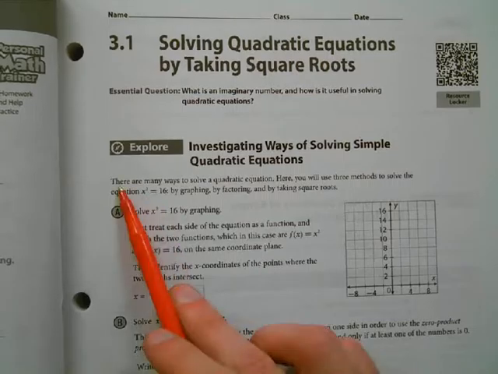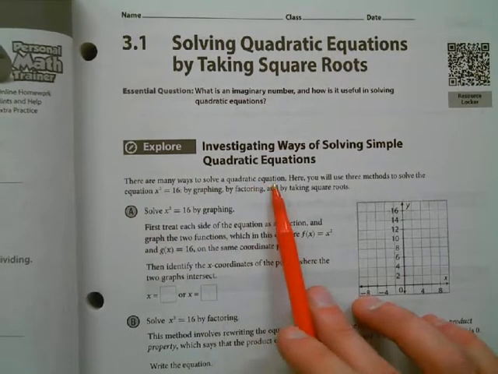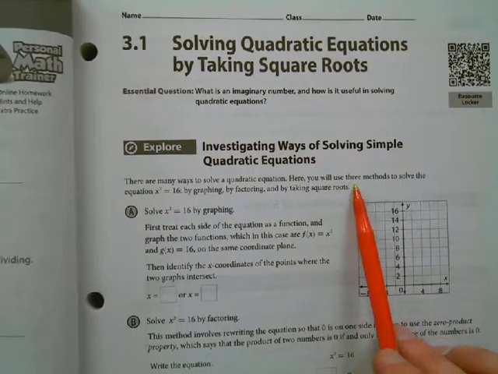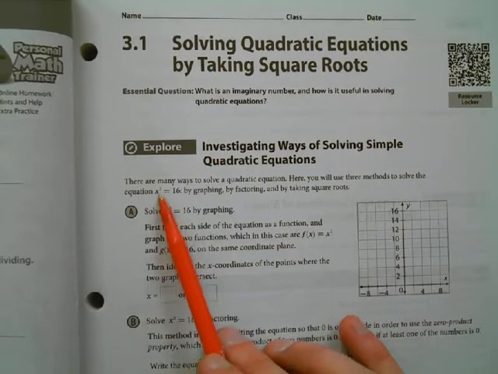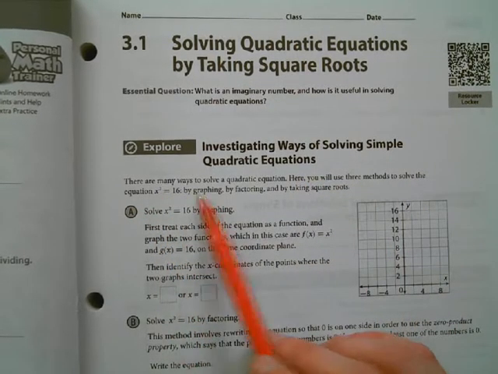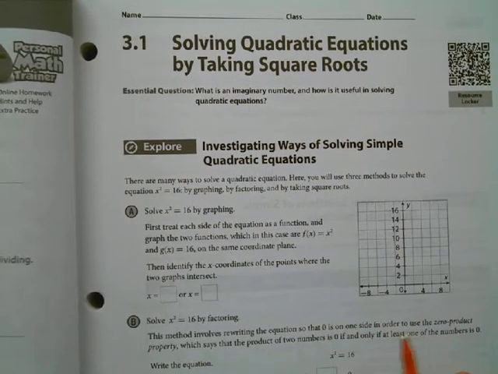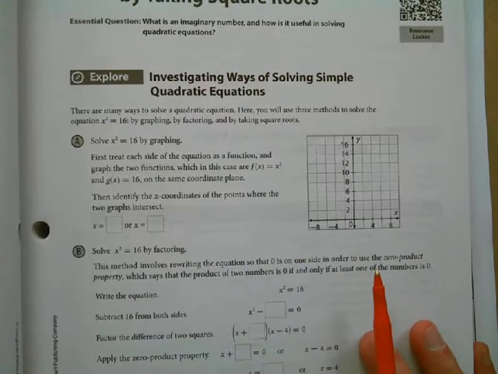So there are many ways to solve a quadratic equation. For example, what we saw up here. Here, we're going to use three methods to solve this basic equation, x squared equals 16. We're going to graph, then factor, and then take square roots. Okay? So, let's solve this by graphing, right?